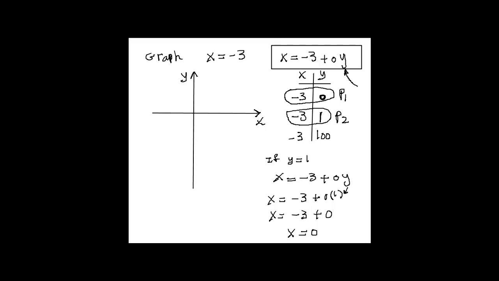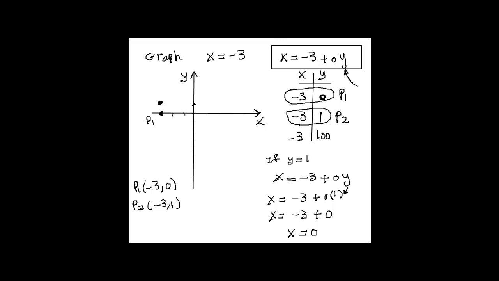So here I have point 1, which is -3 and 0. Let's locate that on this x and y axis. So if x equals -3, this is 1, 2, 3 to the left, so this would be point 1. Okay, and let's pick the second point, point 2, -3 and 1. So -3 and 1 would be right on top of each other.